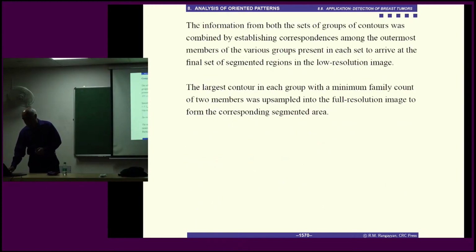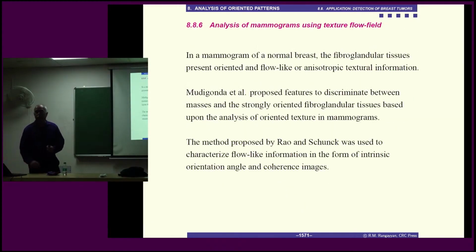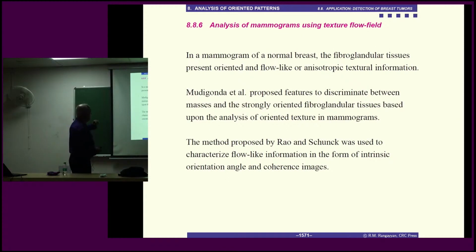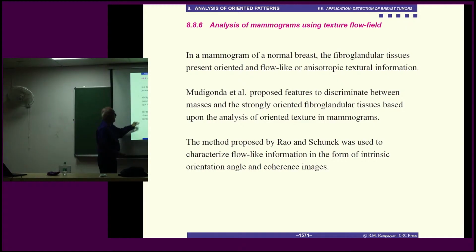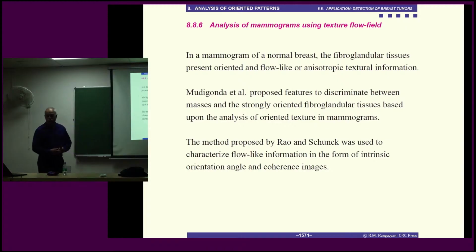But in analyzing these false positives with the radiologists, we found most of these were strongly oriented fibroglandular tissues. And we wanted to distinguish between the masses and tumors that are true regions of interest and the false detections due to fibroglandular tissues. Rao and Schunck proposed to characterize flow-like information using what they call intrinsic orientation angle and coherence.